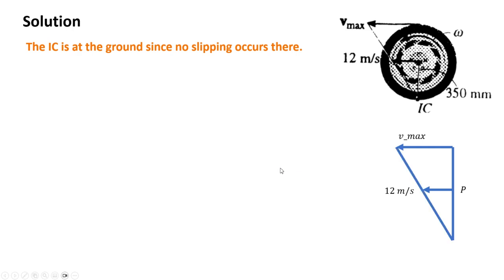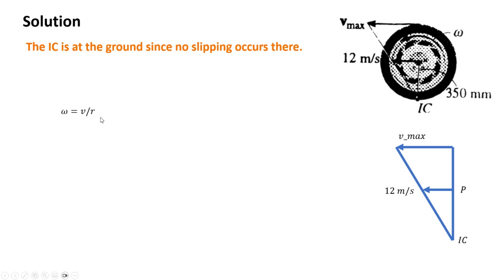Now definitely it's going to be the ground. So the IC is going to be here. Now you can see that we have a triangle. This triangle, we're going to have the large one and the small one. Obviously the omega of that link, PIC, is going to be equal to the velocity here, 12 meters per second, perpendicular velocity, divided by its length. Its length from P to IC is 350 millimeters, or 0.35.